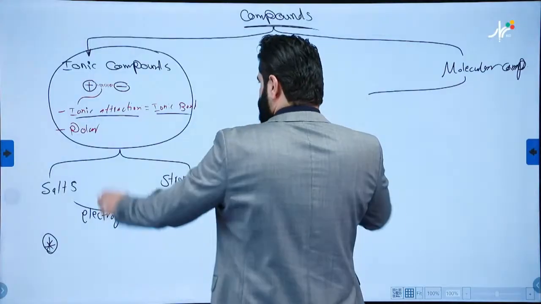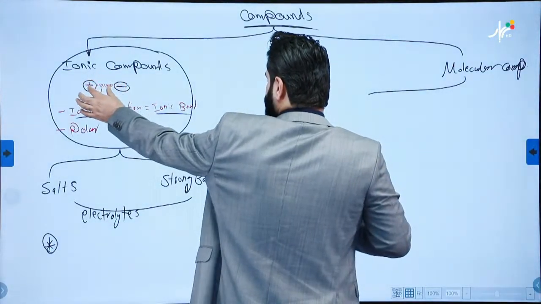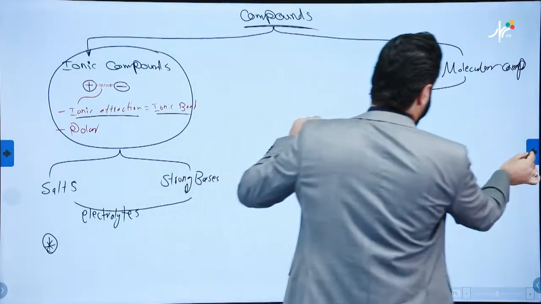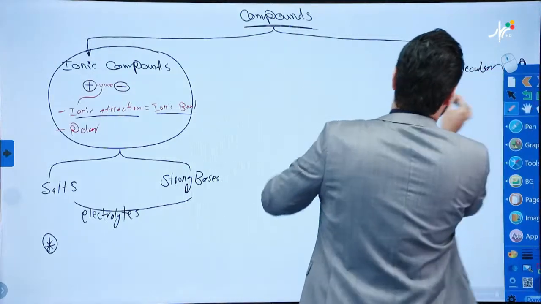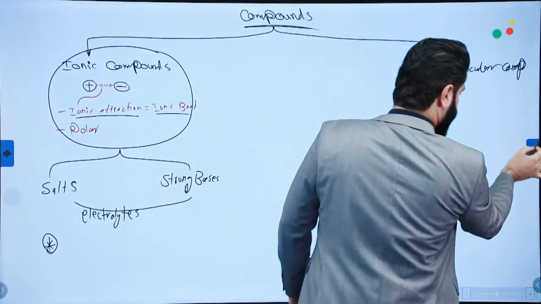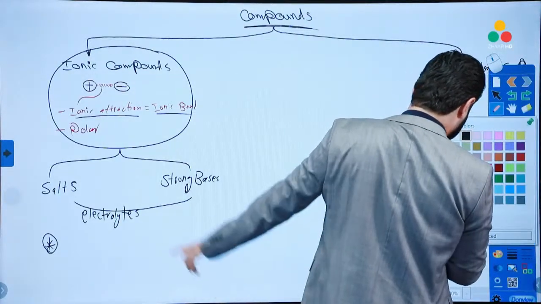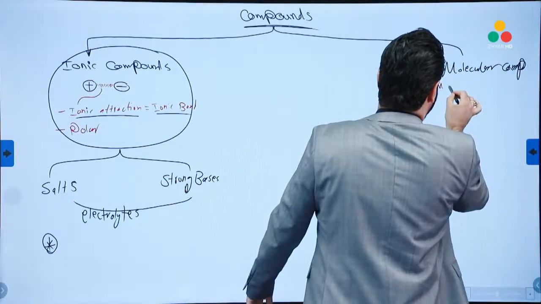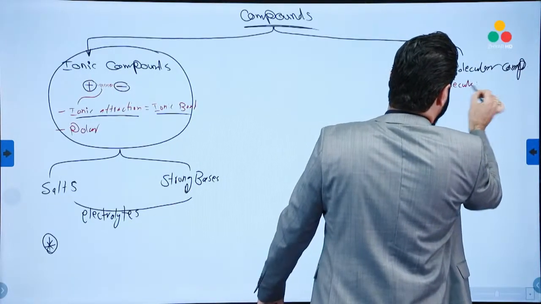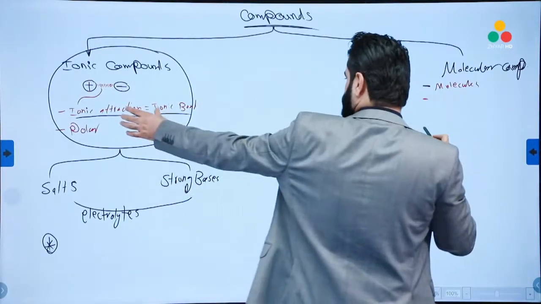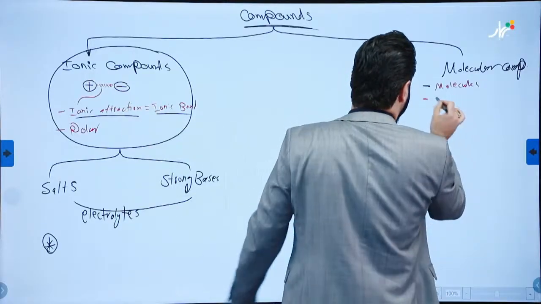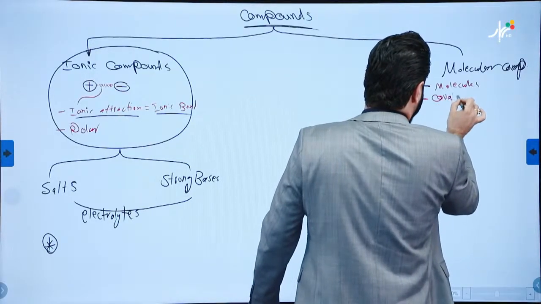Okay, molecular compounds are further classified into. But Mister, you say ionic compounds contain cation and anion. But how about the molecular compounds? Okay, they contain molecules. So they contain molecules. Good. How about the bond? The bond here is ionic bond, but here it's a covalent bond.